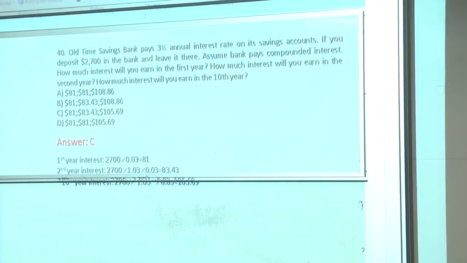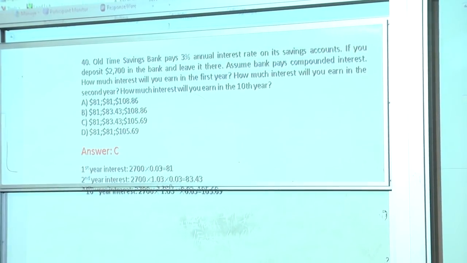The bank pays 3% annual interest rate on savings accounts. If you deposit $2,700 in the bank and leave it there, assume the bank pays compounded interest. How much interest will you earn in the first year? How much interest will you earn in the second year? How much interest will you earn in the 10th year?